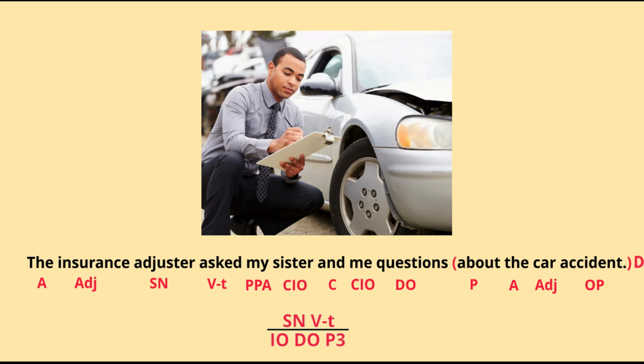What kind of accident? Car accident. So car is describing the accident. So it is an adjective and accident is the object of the preposition. So about the car accident is the prepositional phrase in the sentence. And this is a declarative sentence. And what pattern is it? Subject noun, verb transitive, indirect object, actually compound indirect objects, direct object and pattern 3 sentence. Got it?